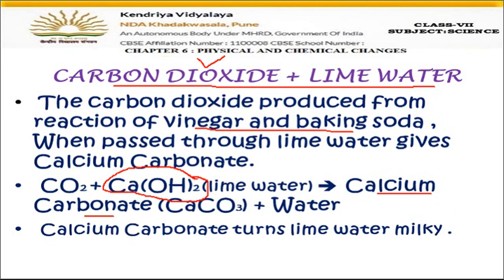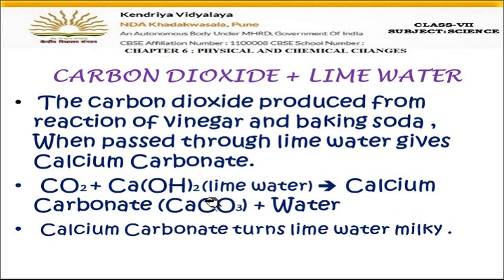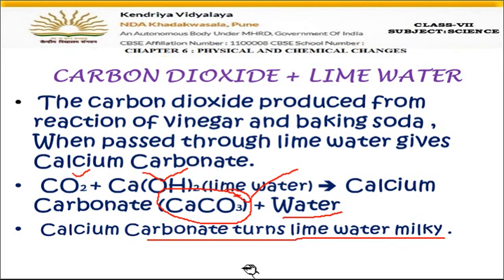What is the formula for calcium carbonate? Calcium carbonate's formula is CaCO3. Again, repeat after me: it is calcium carbonate, CaCO3, and water is formed in the reaction. So you can see that the reactants, the initial original substances, were different. But after the reaction, a new substance is formed, which is CaCO3, calcium carbonate. And when this is formed, it turns lime water milky.